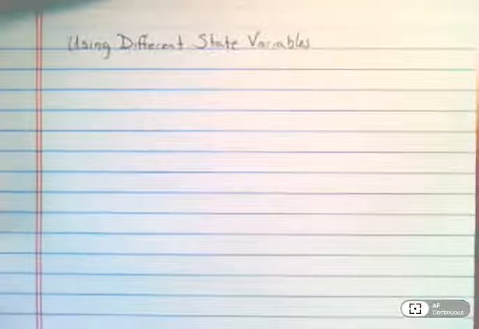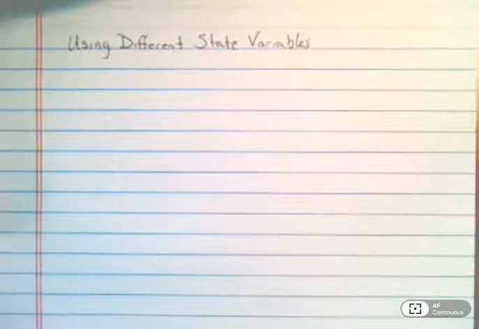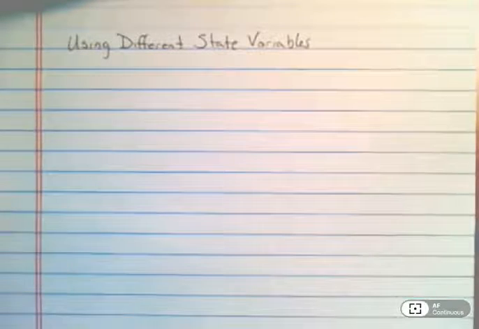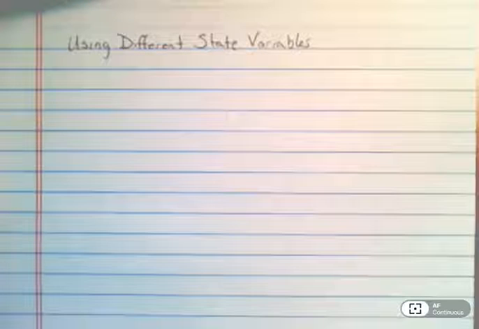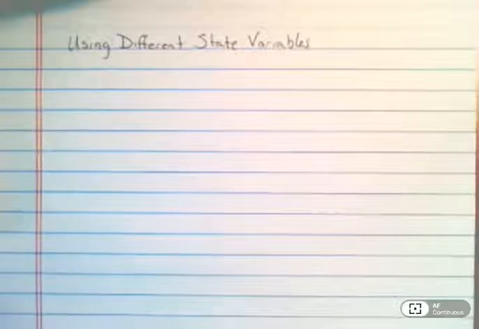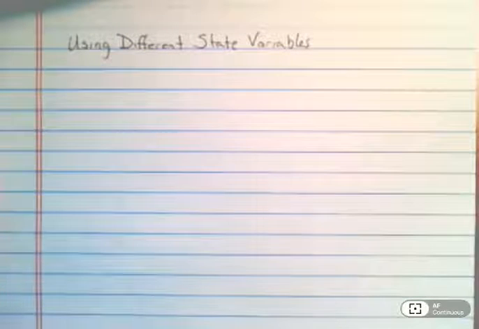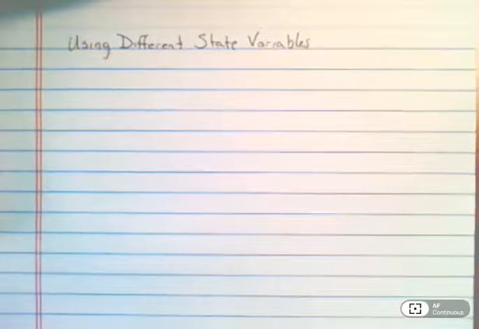Okay, so what I'd like to talk about now is something I mentioned before, which is that the choice of state variables when we use state space approaches is not unique. We can have all sorts of choices of state variables. We talked last time in the intro about the definition of state variables.